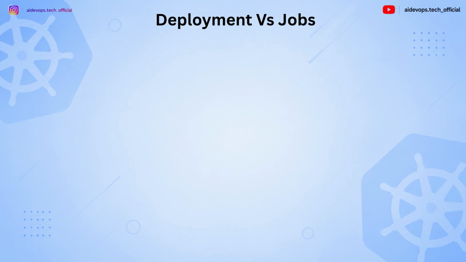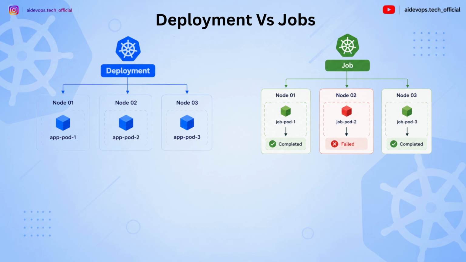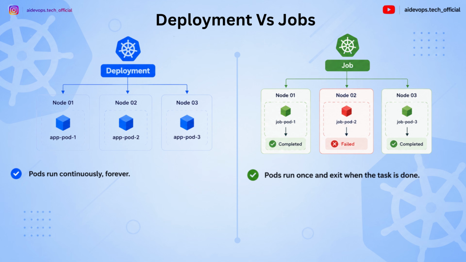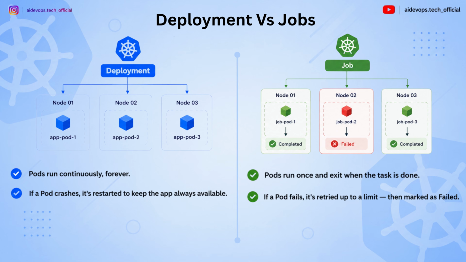Now let's see how Kubernetes Job is different from Deployment. So both manage the pod, but they behave differently. In the Deployment, the pod runs continuously, or forever, but in the Job, the pod runs once and exits when the task is done. In Deployment, if the pod crashes, it is restarted automatically to keep the application always available. But in the Job, if the pod fails, it retries up to a limit and then marks it as failed.